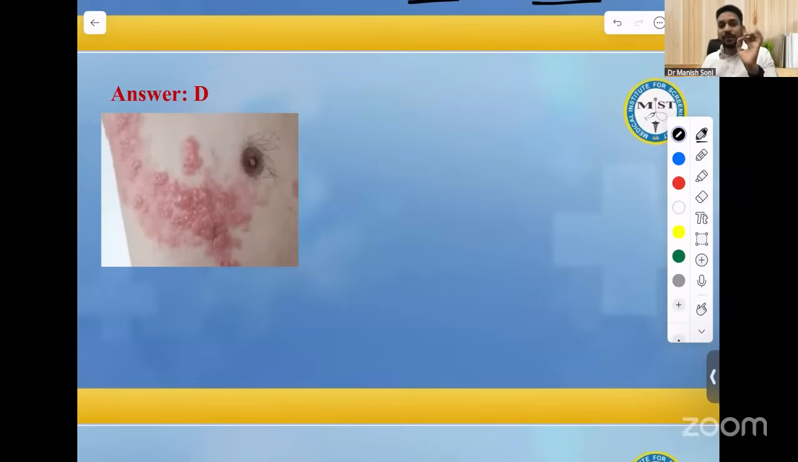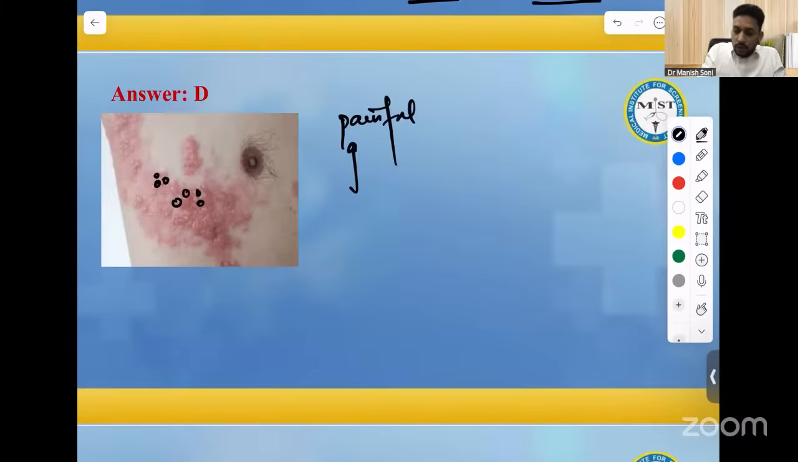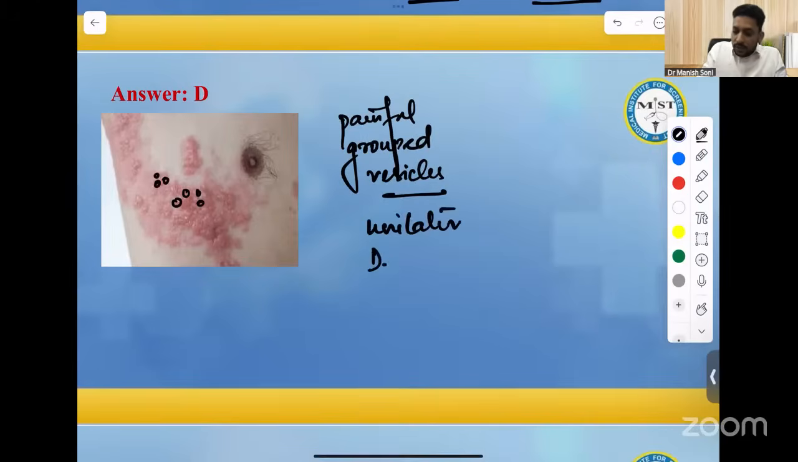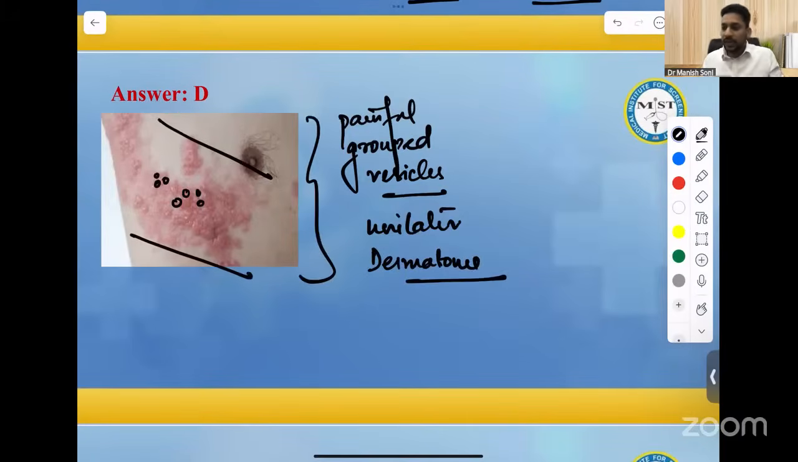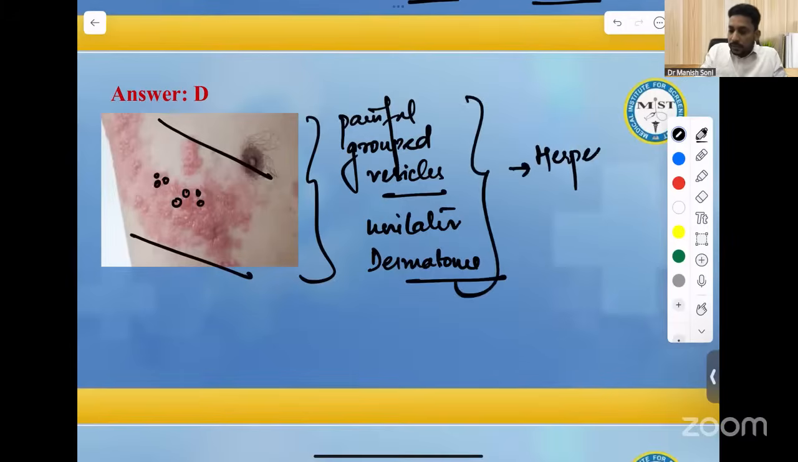Let us again see this image closely. What you can see are these vesicles. These are small fluid-filled lesions. All of them are grouped together, and in the question, it is written pain. So, painful, grouped vesicles, a very important clue. And if these painful grouped vesicles are unilateral along a particular dermatome or a nerve segment, which is shown here, it is a case of herpes zoster, also known as shingles.